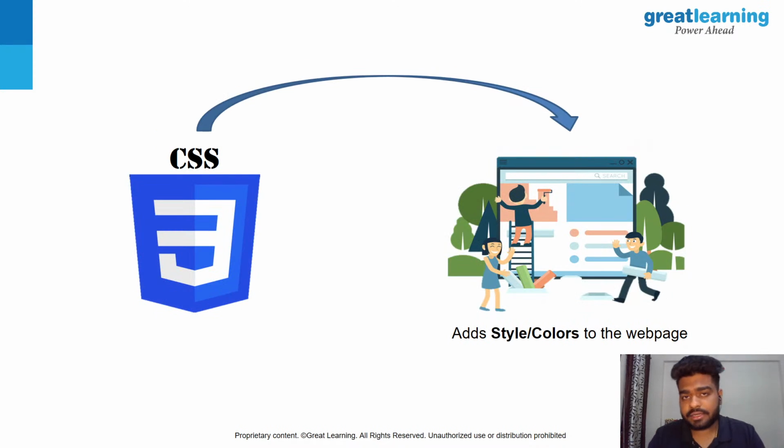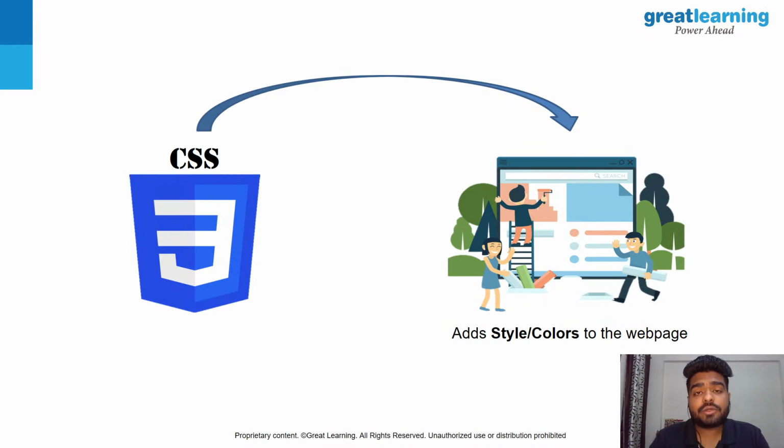Next is CSS. CSS is cascading style sheet. Before telling you what CSS is, remember that HTML is not a programming language. It's a markup language. We do not consider it a programming language because it doesn't have those concepts which are there in Java, Python, or those others. It is just used to design the web page. That's it. Nothing else.